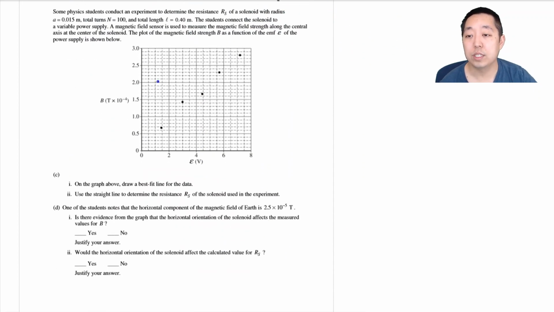So some physics students conduct an experiment to determine the resistance Rs of a solenoid with radius a equals 0.015 meters and a total turns N equals 100 and a total length L equals 0.4 meters. The students connect the solenoid to a variable power supply. A magnetic field sensor is used to measure the magnetic field strength along the central axis of the solenoid. A plot of the magnetic field strength as a function of the voltage of the power supply is shown above.